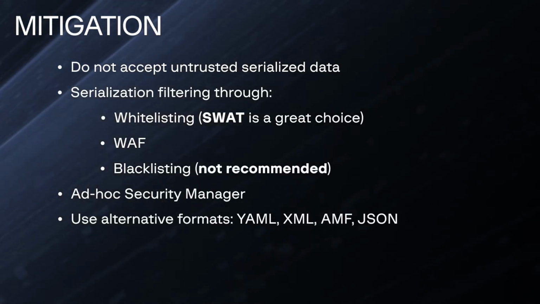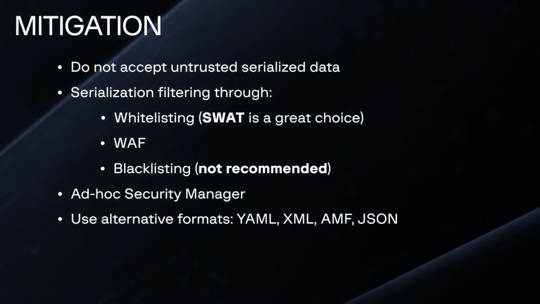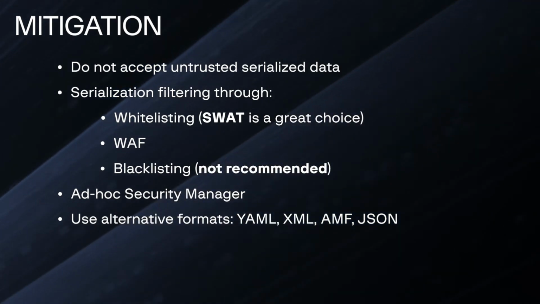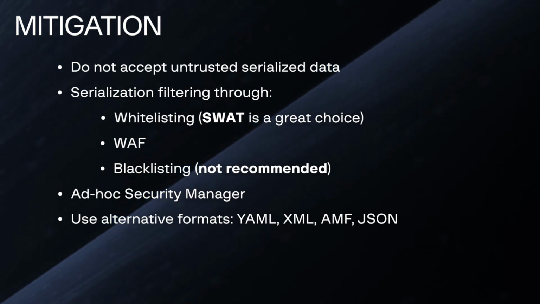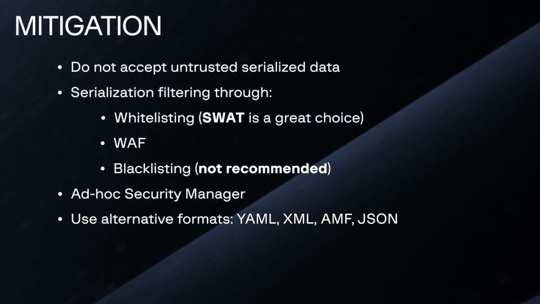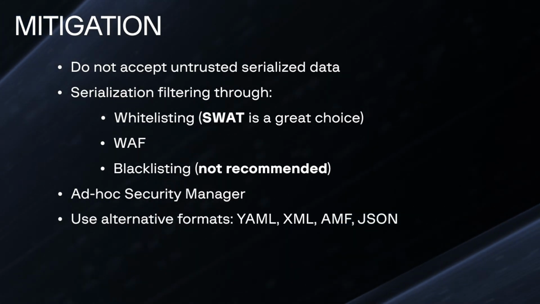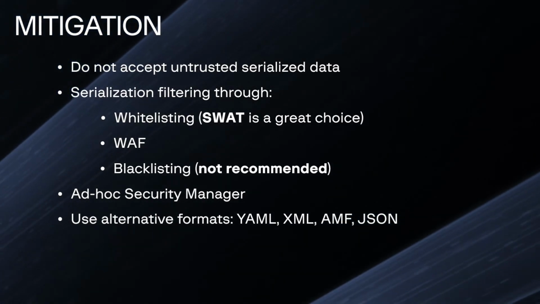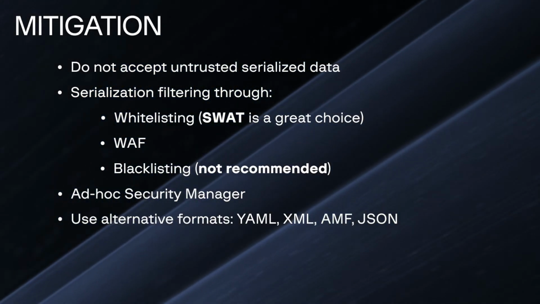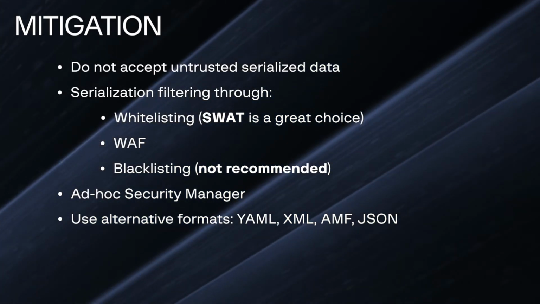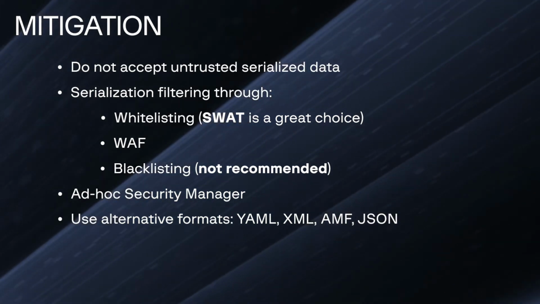Moving on with mitigation. The first one is, really obviously, do not accept untrusted serialized data. These vulnerabilities depend on the application allowing untrusted data to be deserialized. This mitigation might require significant re-architecting of the software communication protocol. And if your app really needs to accept input from an untrusted source, you will need some method of filtering, like whitelisting or blacklisting.